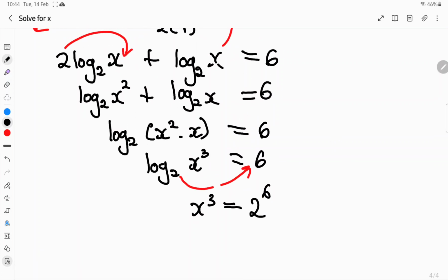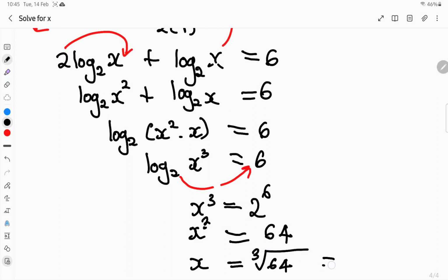Now, in order to solve here, what can you do? There are so many ways to solve this. This is x to the 3, and 2 to the 6 is 64. Don't forget, x to the 3 equals 64, so x equals the cube root of 64, which is just 4. That's your final answer for this problem.